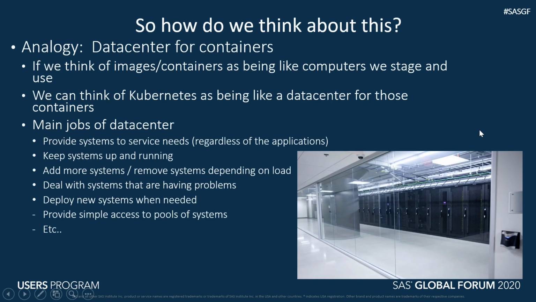When we talk about how to think about this, an analogy I like to use in terms of Kubernetes related containers: if we think of containers as being like those individual machines, we might think of a data center as being analogous to Kubernetes. What do I mean by that? What are the main jobs of a data center? If you think about a data center you have at your work or perhaps is supporting you out of a cloud space somewhere, the main job is to provide systems to service certain needs, regardless of the applications. You want to be able to provide the applications running in containers that serve the needs the customer will have. Keep them up and running.